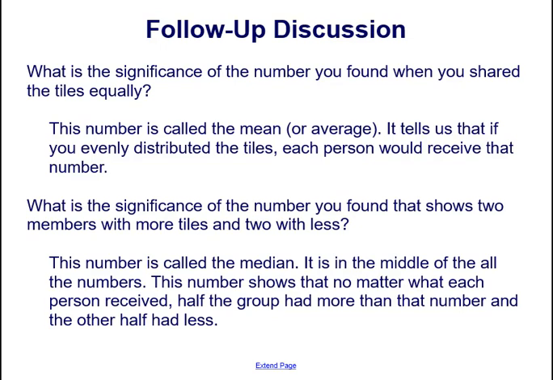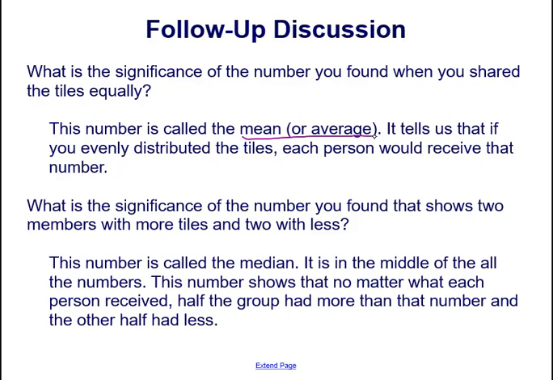Now, there are two pieces of significant information you can follow up with after that activity. The first is, what was the significance of the number you found when you shared the tiles equally? Well, that number is called the mean or average. It tells us that if you evenly distributed the tiles, each person would receive that same amount.